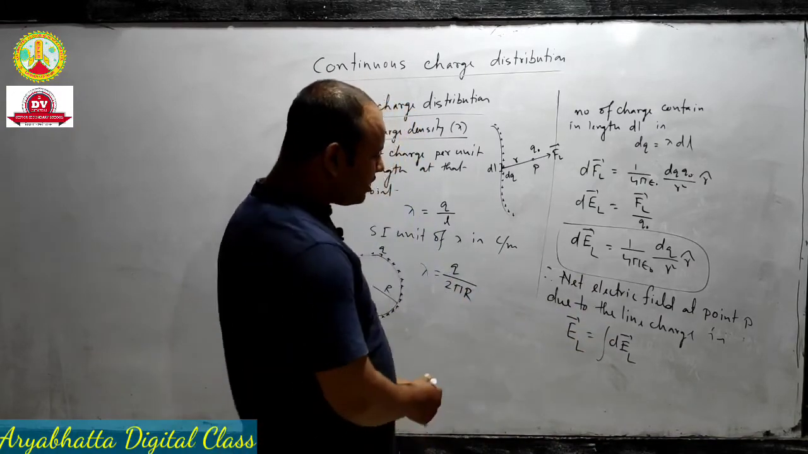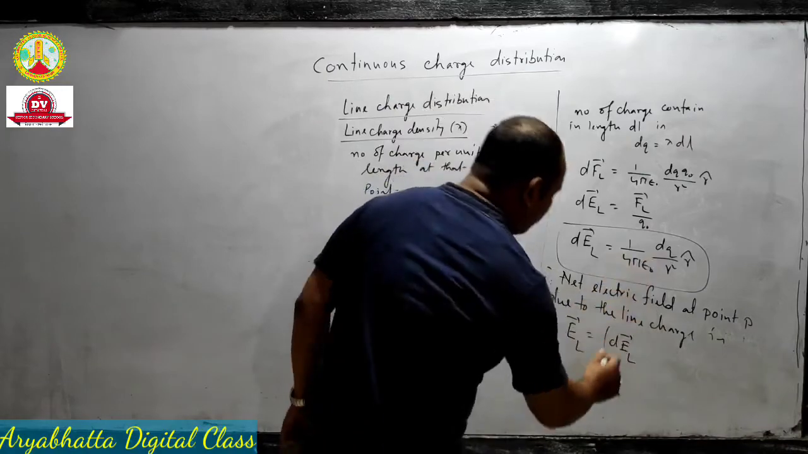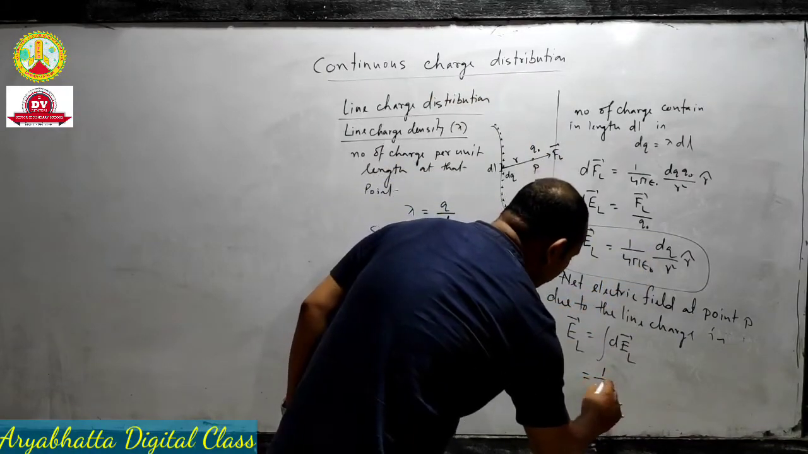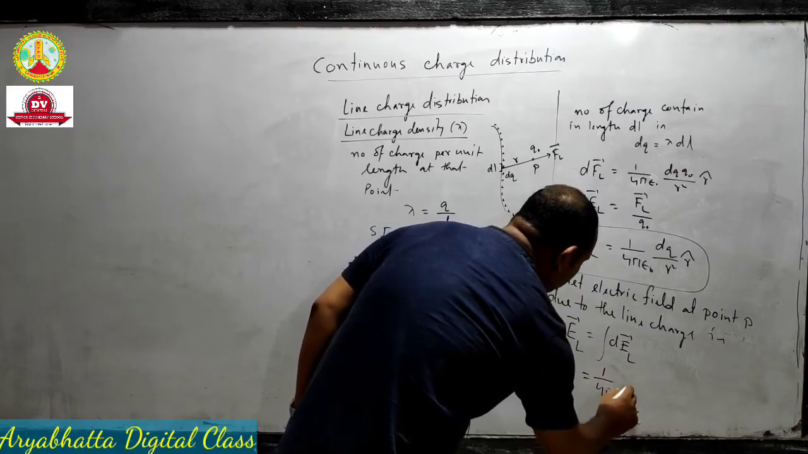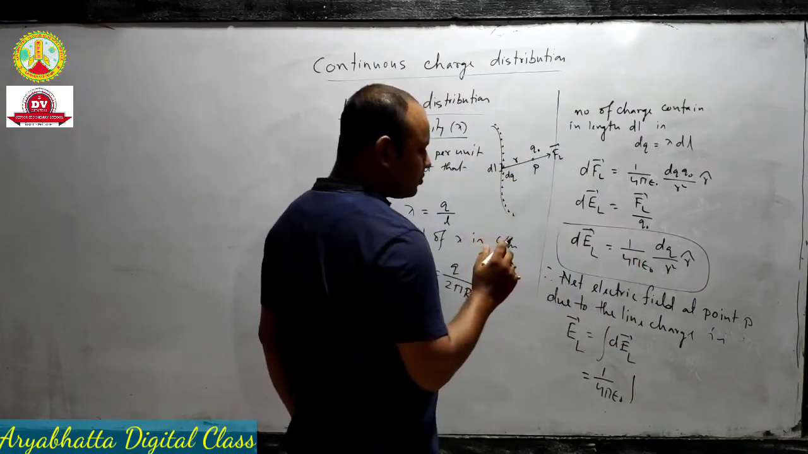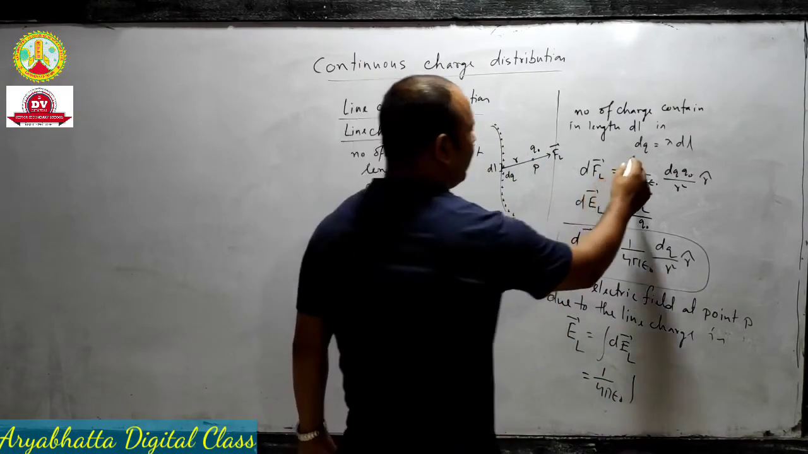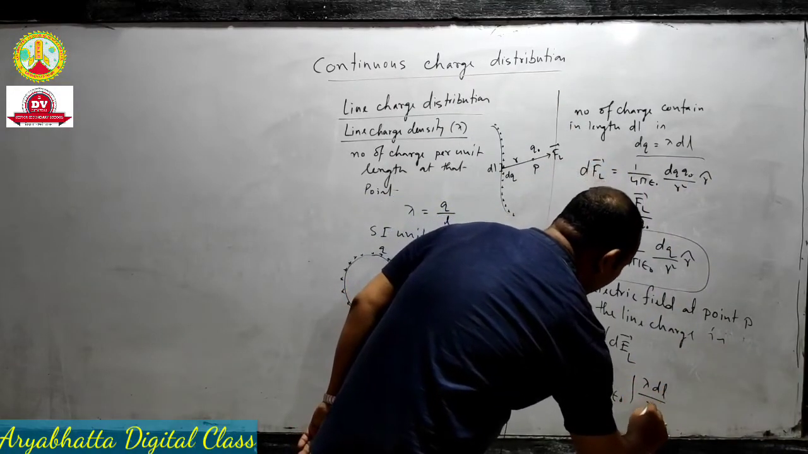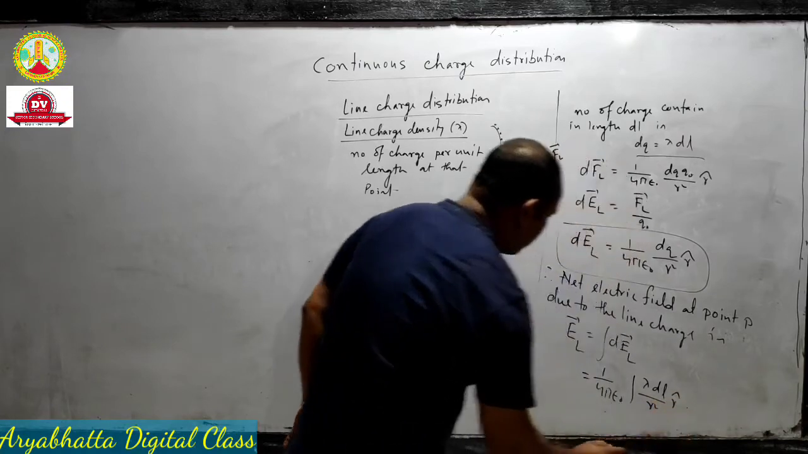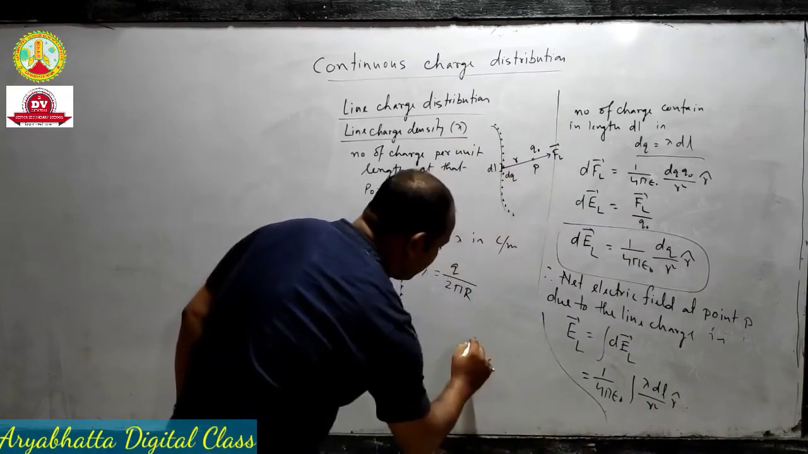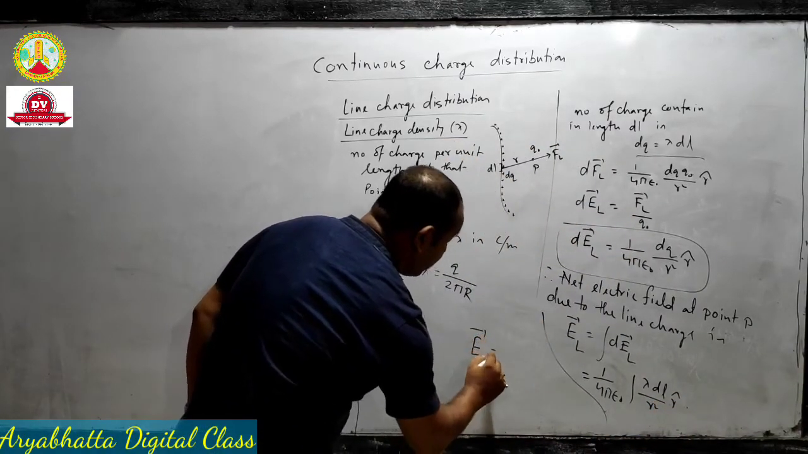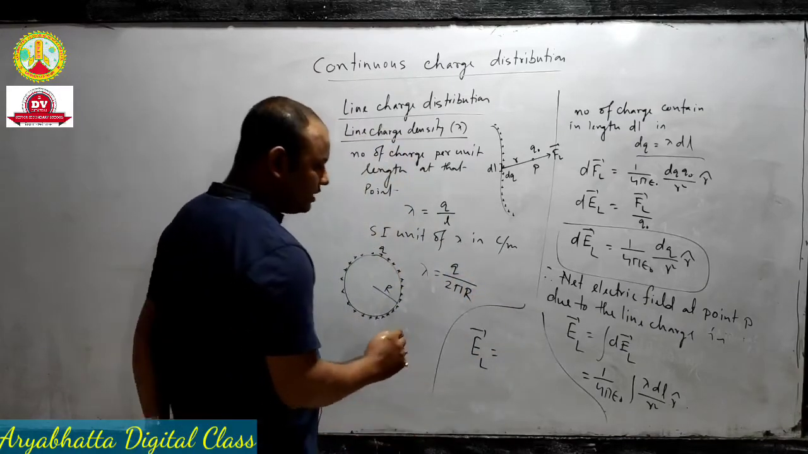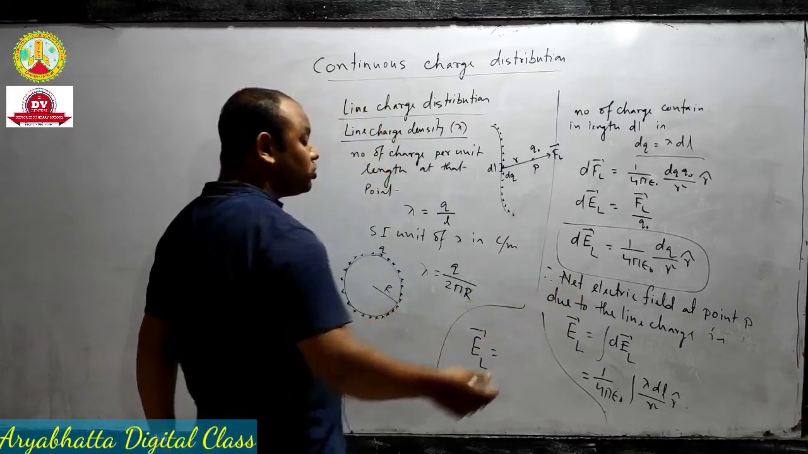ओके, अगर इंटीग्रेट करोगे तो इसमें ये जो 1/4 पाई एप्सिलॉन नॉट है, हाँ, ये तो कांस्टेंट, ये बाहर आ जाएगा. इन प्लेस ऑफ dq what we can write? It will be your lambda dl by r square r cap. ओके, यहाँ पर भी हम लिख पाएंगे EL, इलेक्ट्रिक फील्ड एट पॉइंट P ड्यू टू द entire line charge will be equal to lambda is also constant.